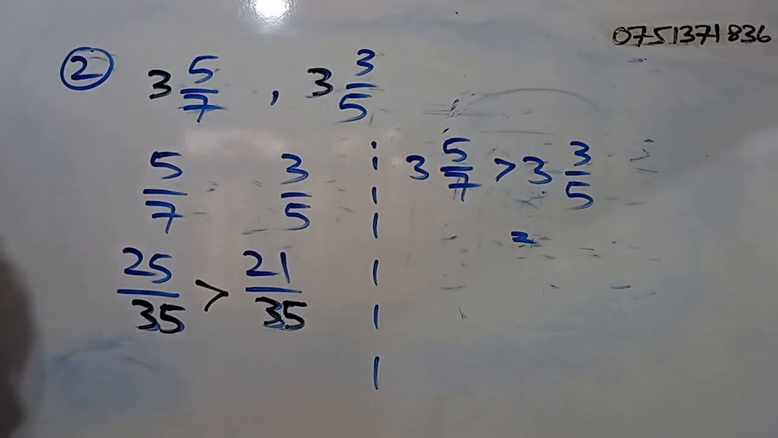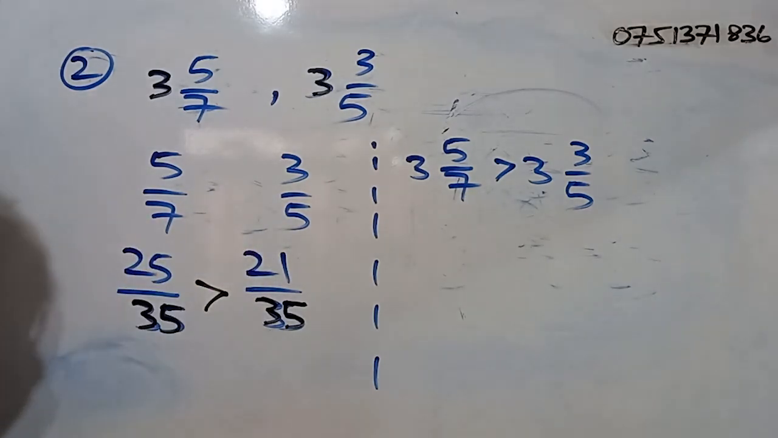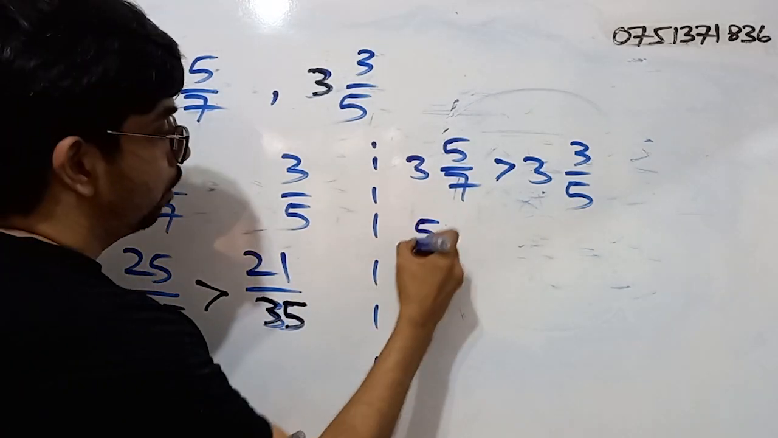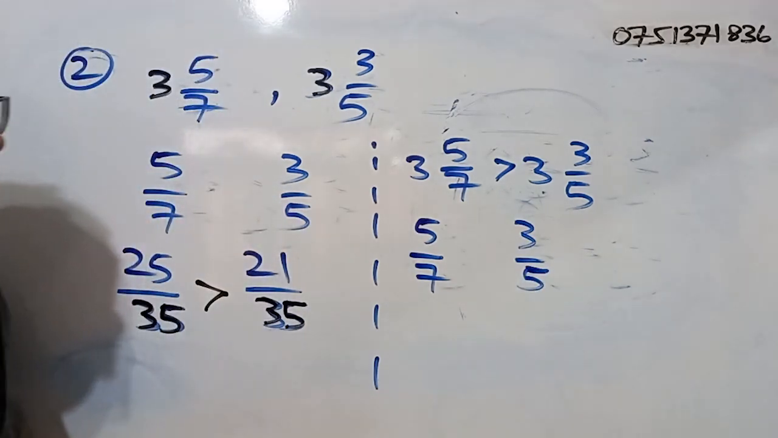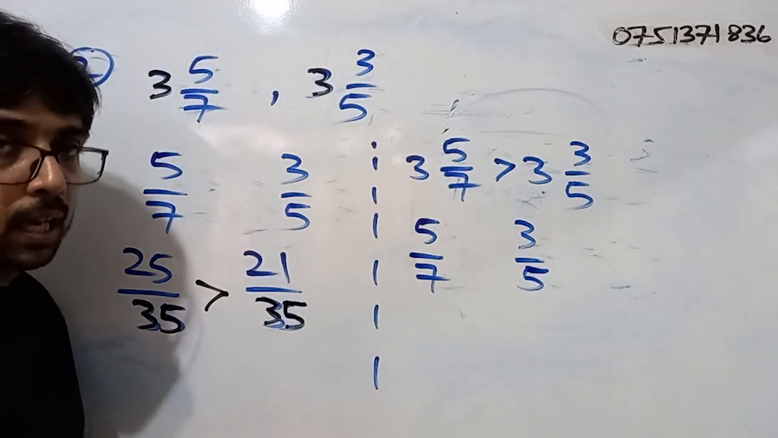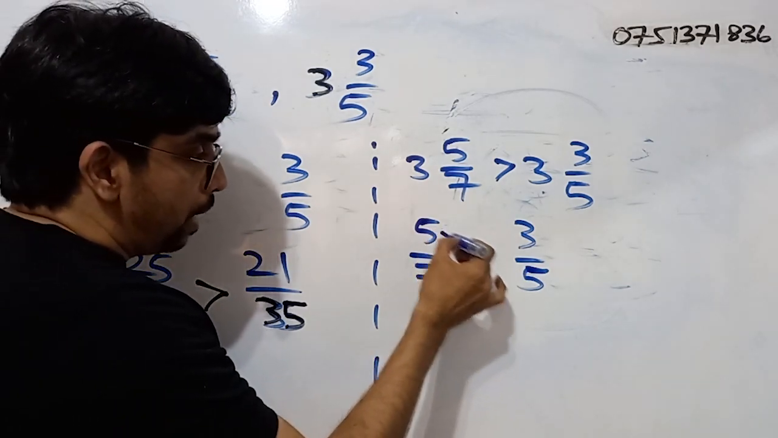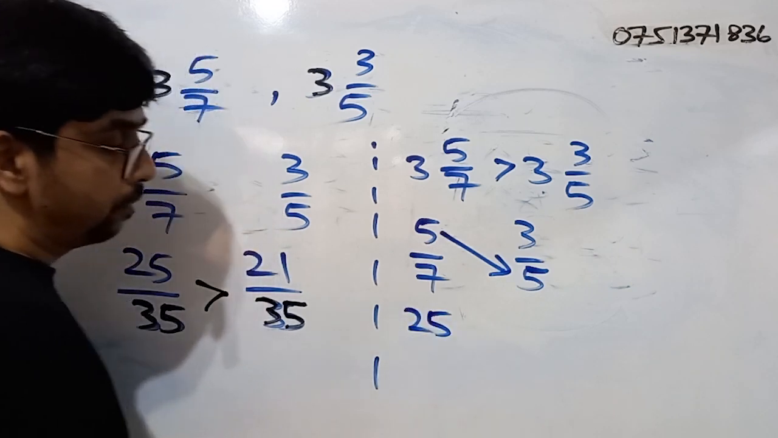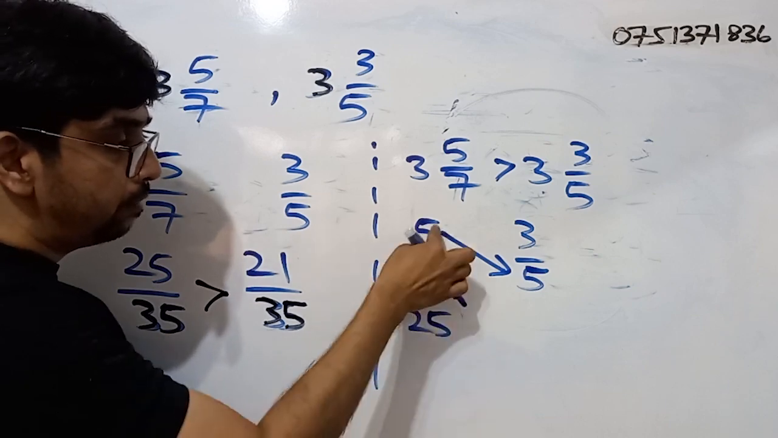There's another thing. When we compare these kinds of fractions, we will take these two, 5 by 7 and 3 by 5. There's an easy way to do this, a shortcut. What do we have to do? Multiply 5 into 5. What do we get? 25. 5 into 5 is 25. We write it under 5 by 7.